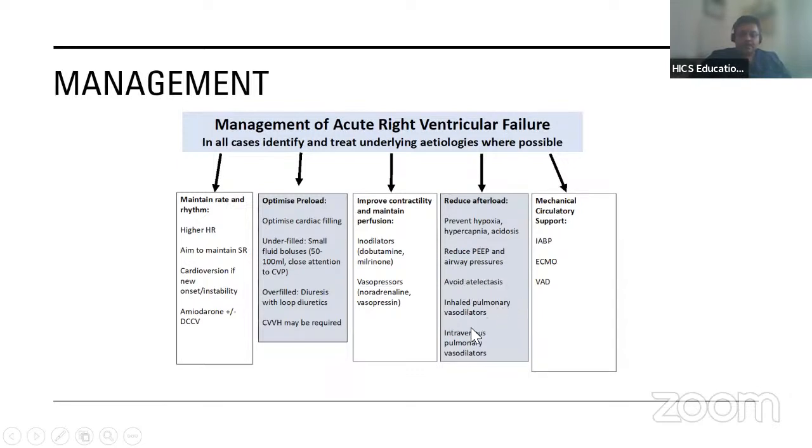inhaled pulmonary vasodilators or intravenous pulmonary dilators. Mechanical circulatory support like IABP, veno-arterial ECMO, or ventricular assist devices. These are all the components of management of acute right ventricular failure.